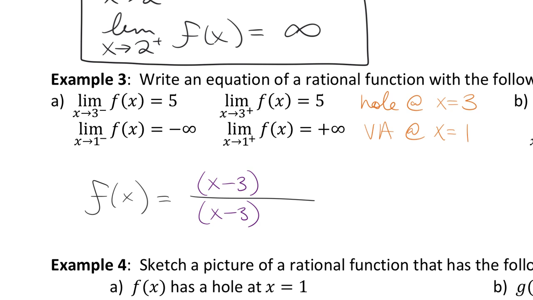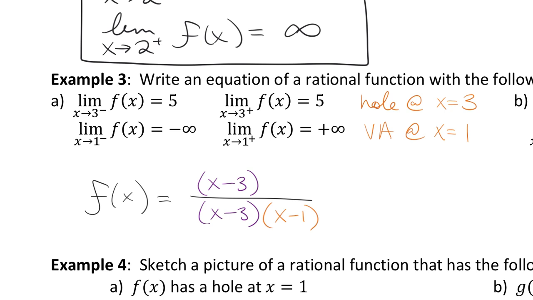Since I know there's a vertical asymptote at 1, that also means that on the bottom, I'm going to have x minus 1. Should I put it on top? No, because we need it to stay in the bottom when it cancels out. This is an appropriate answer to this question because we read that there is going to be a hole at 3 and a vertical asymptote at 1 and made our equation do that.